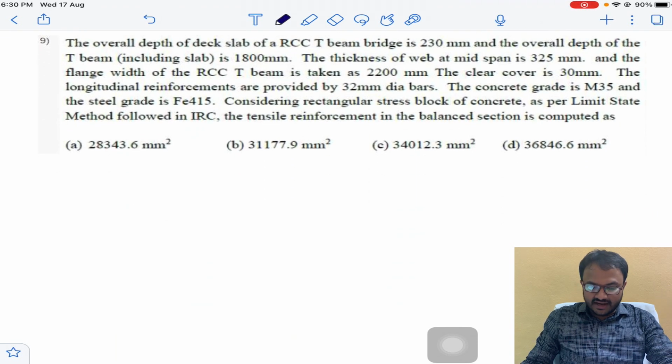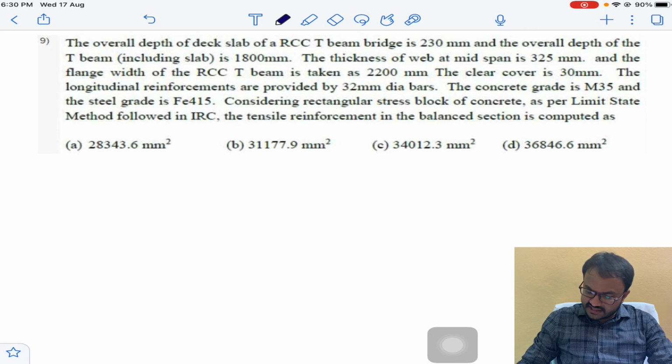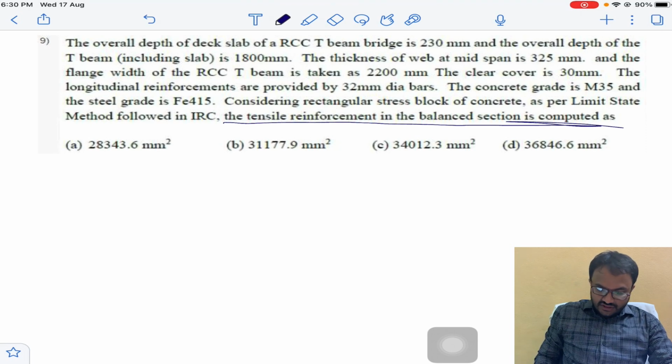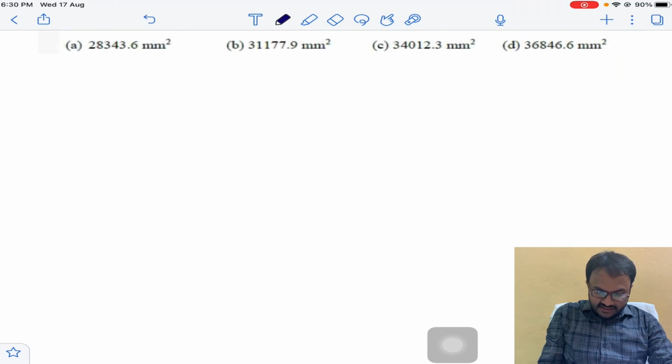So now coming to question number 9. He has given the same data. I won't read much, but what he is asking is: tensile reinforcement in the balanced section is computed as. Okay, so first I'll write the given data.